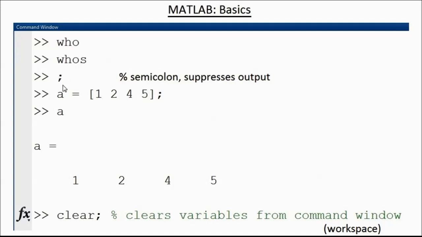The semicolon sign suppresses the output. So let's look at the way this works. An array, a row vector, is being defined here: A equals 1, 2, 3, 1, 2, 4, 5. And I use a semicolon next to the array definition. Then the output is suppressed. If I ask for the variable A, then it prints the variable as this row vector, as this array. The clear command clears the variables from the current workspace, the current command window.